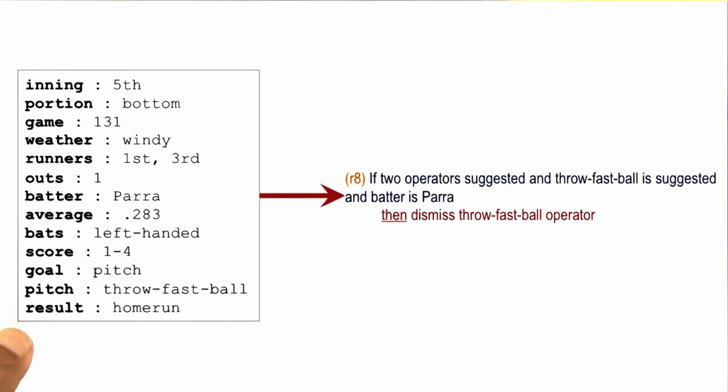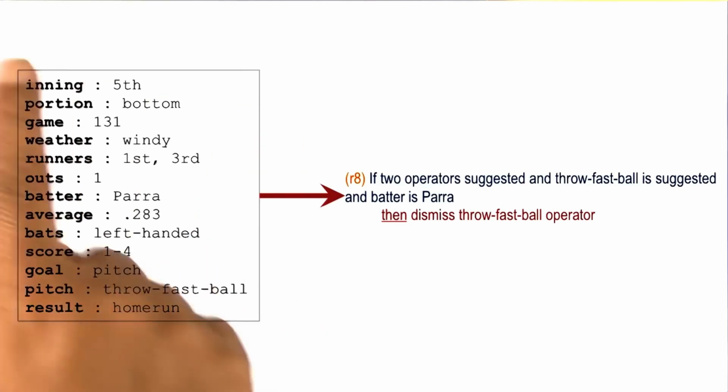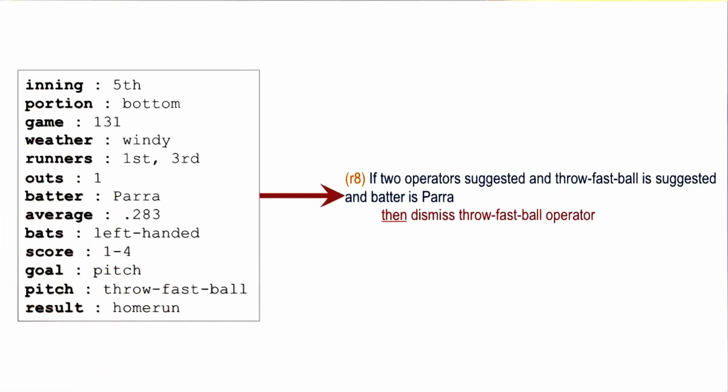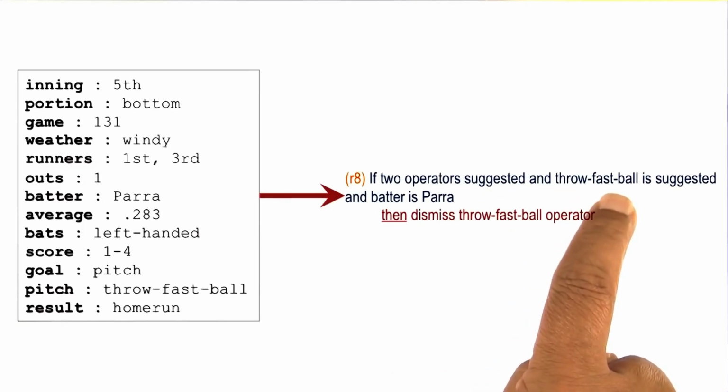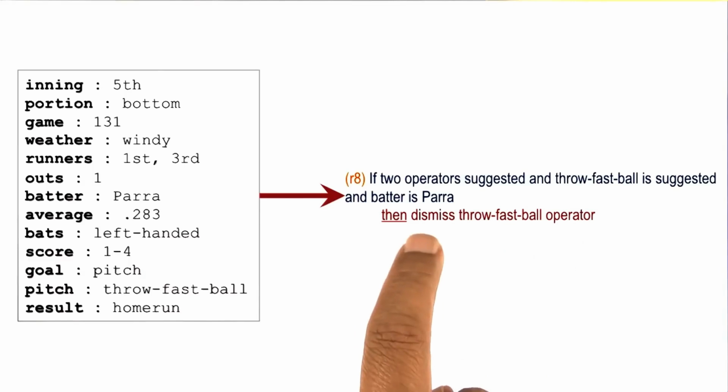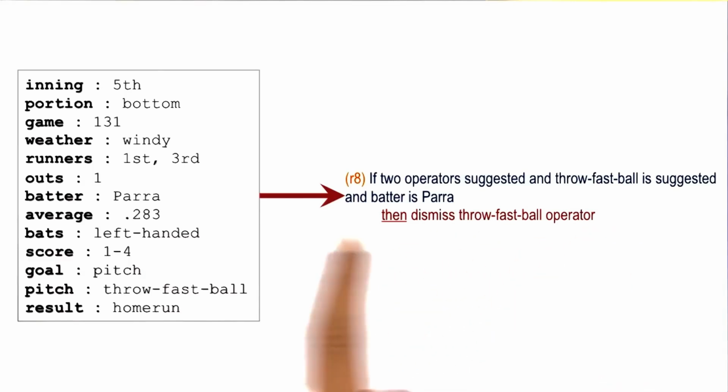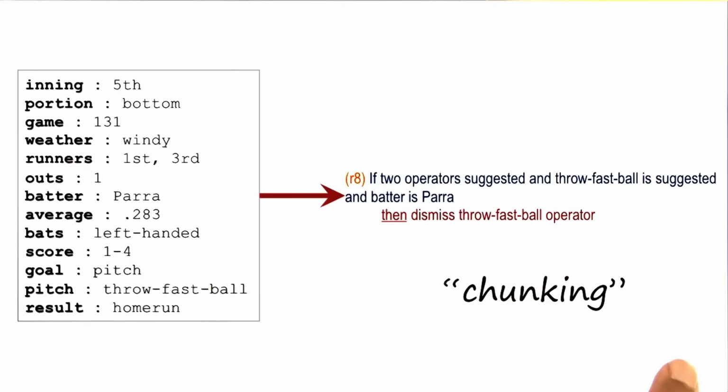So given this episodic knowledge about this event that occurred earlier, SOAR has a learning mechanism that allows it to encapsulate knowledge from this event into the form of a production rule that can be used as part of the procedural knowledge. And the learned rule is, if two operators are suggested and throw fastball is one of those operators, and the batter is Para, then dismiss the throw fastball operator. This is the process of learning called chunking. So chunking is a learning technique that SOAR uses to learn rules that can break an impasse.